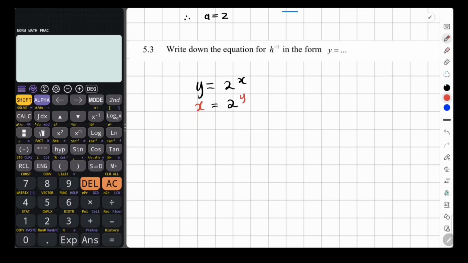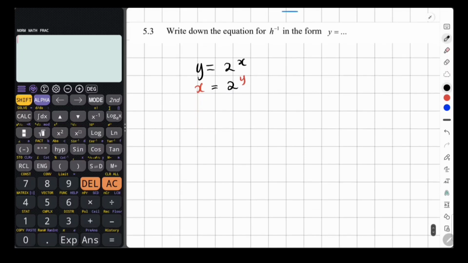And then now we just have to make y the subject after swapping x and y. So to make y the subject, we're going to have to use log because y is an exponent here. To make an exponent a subject, we're just saying y is equal to, and we're saying it's log of the base. The base is the one that's carrying the exponent, so it's our 2. And then we have x. Okay, so there we have written the inverse in the form of y is equal to.